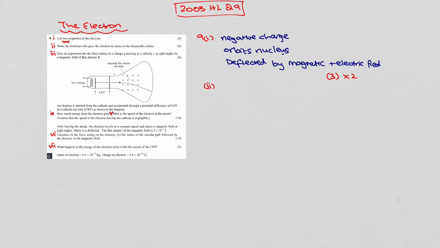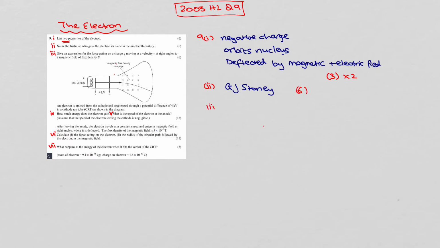Part 2 says name the Irishman who gave the electron its name in the 19th century. And of course it is G.J. Stoney. Not to be confused with J.J. Thomson who discovered it. So it was G.J. Stoney who named it. So again, 6 marks for that.